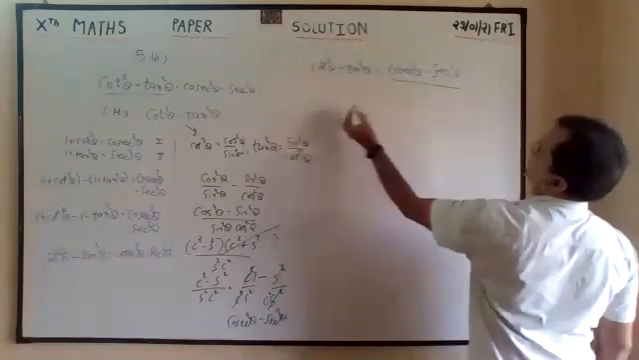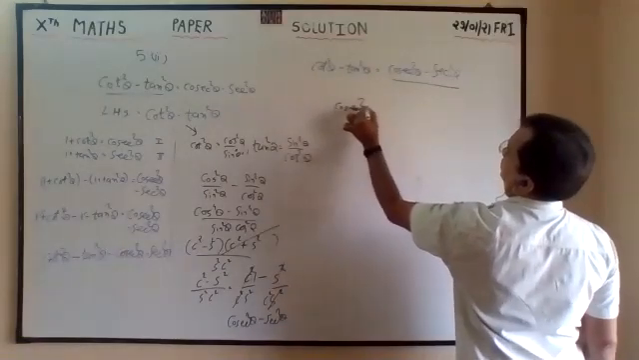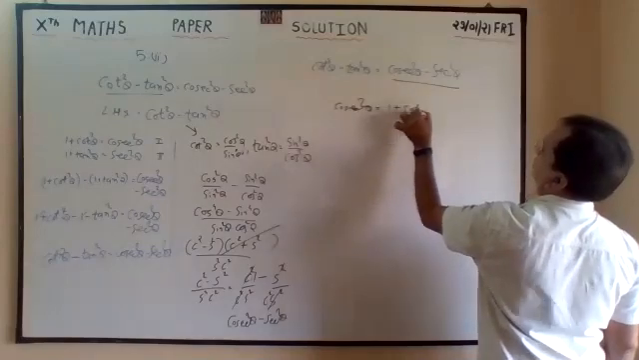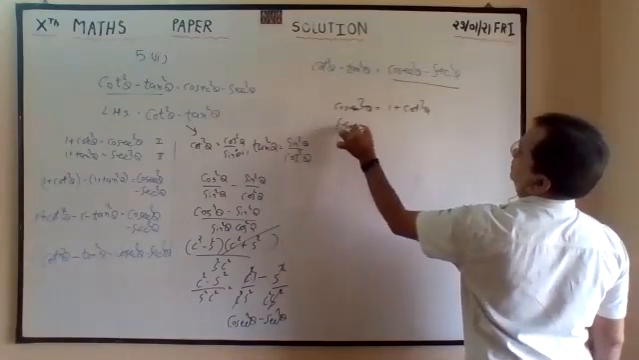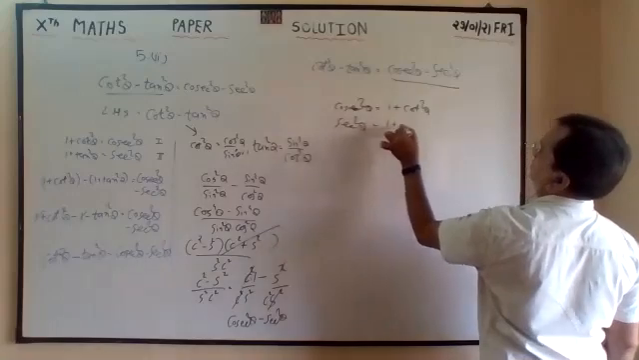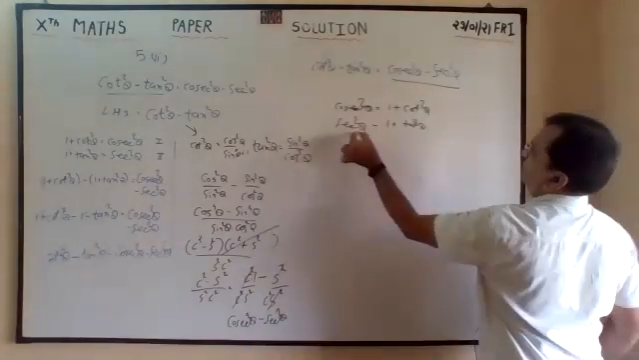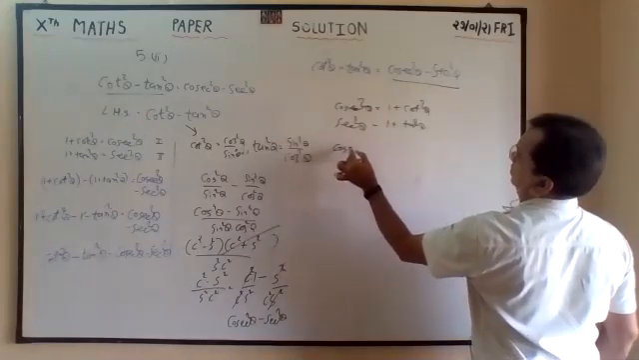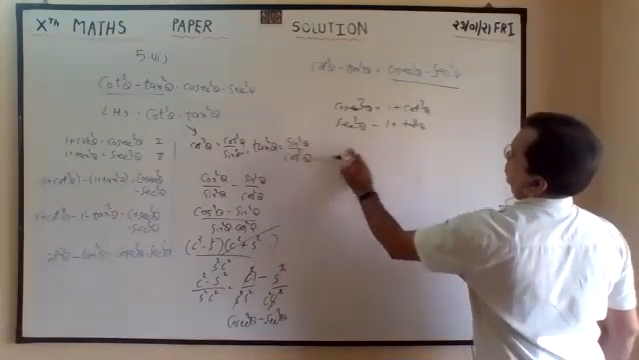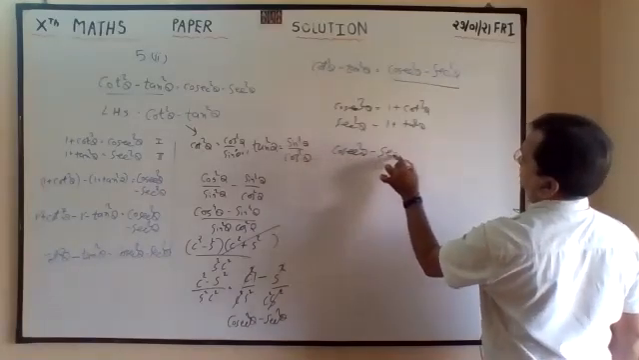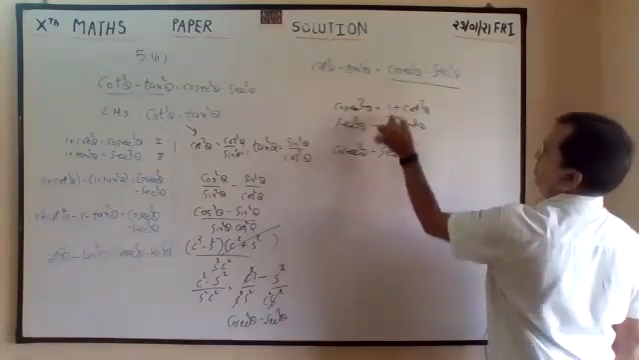And from this side, cosec square theta is equal to 1 plus cot square theta. Sec square theta is equal to 1 plus tan square theta. So this minus this, cosec square theta minus sec square theta, 1 minus 1 is 0.